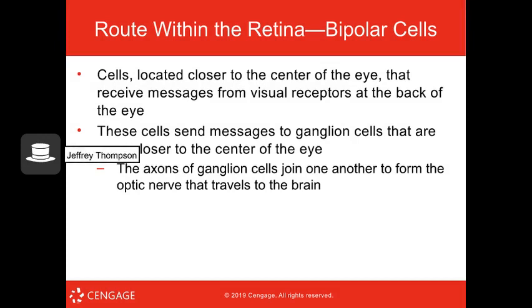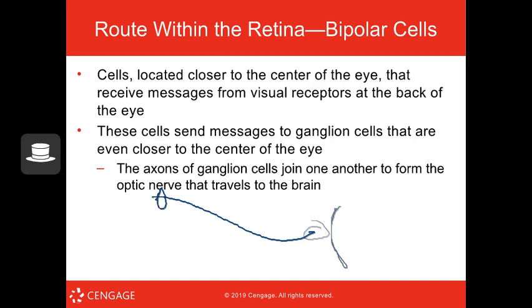So we have bipolar cells, which are located closer to the center of the eye, and they receive messages from the visual receptors at the back of the eye. Those cells send messages to a bunch of ganglion cells that are even closer to the center. And then those axons will join to form the optic nerve that travels to the brain. You might remember from previous slides the optic chiasm. If you remember seeing that and going like, what's that? That's related. So that will come up in a bit.